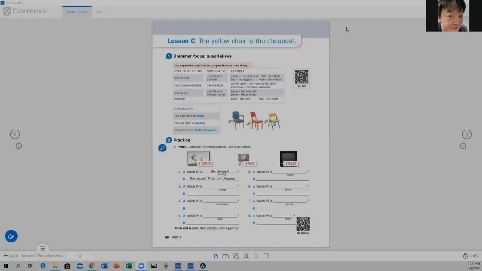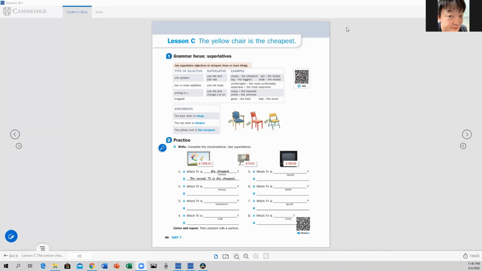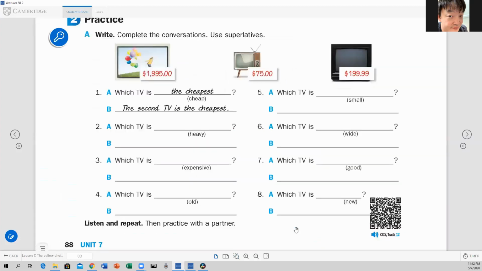Okay, everyone. Now we are going to start exercises. So we are on page 88 of your student book. We just learned how to make the superlative in English, how to turn adjectives into superlatives. So now let's practice, okay? So go to your student book, page 88.